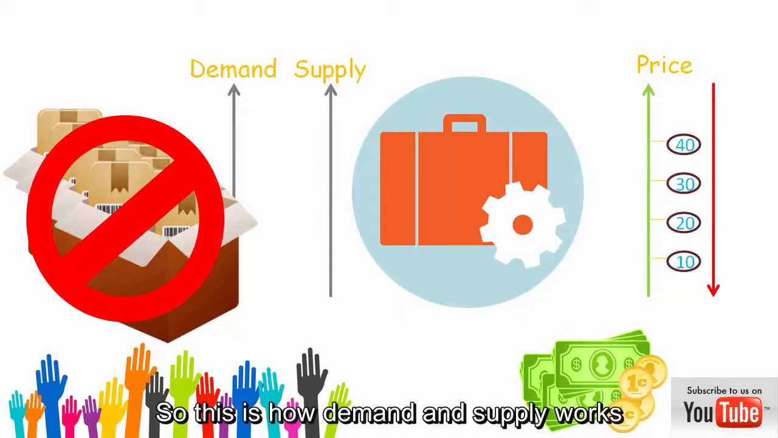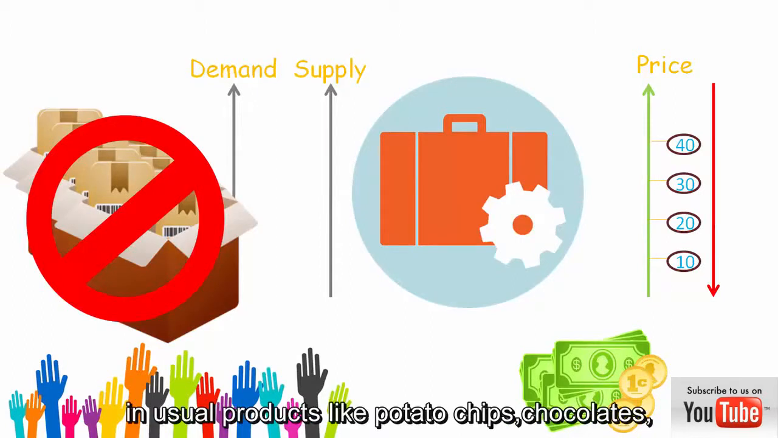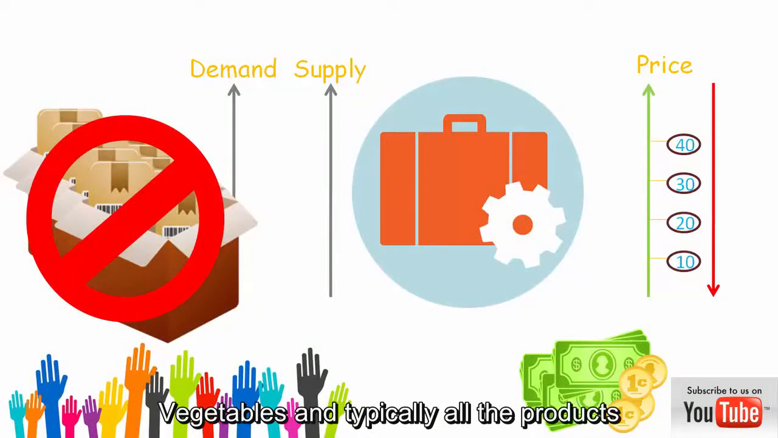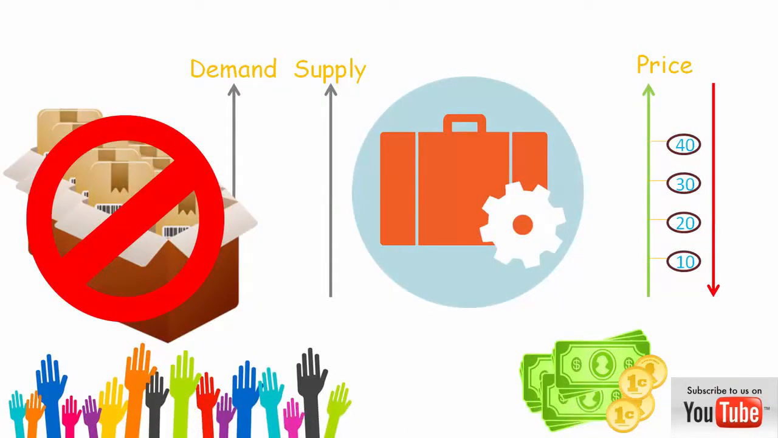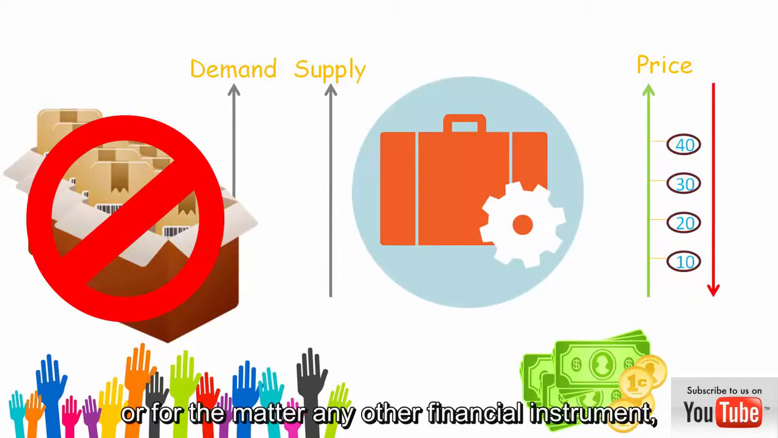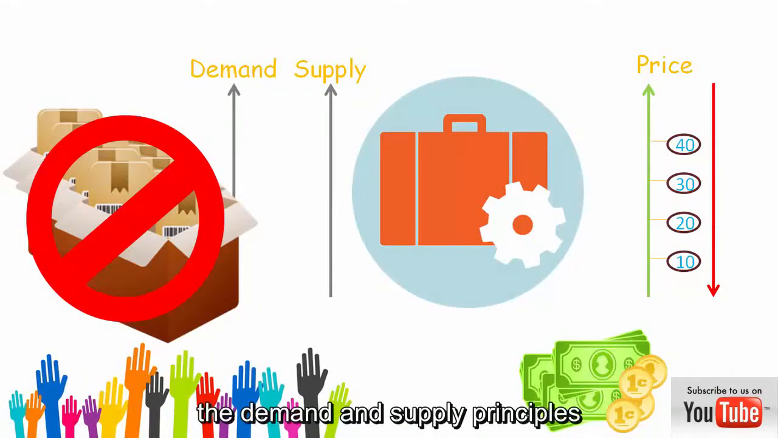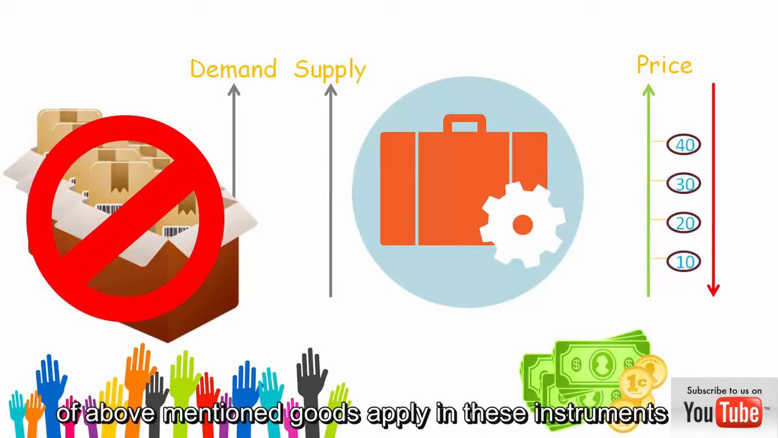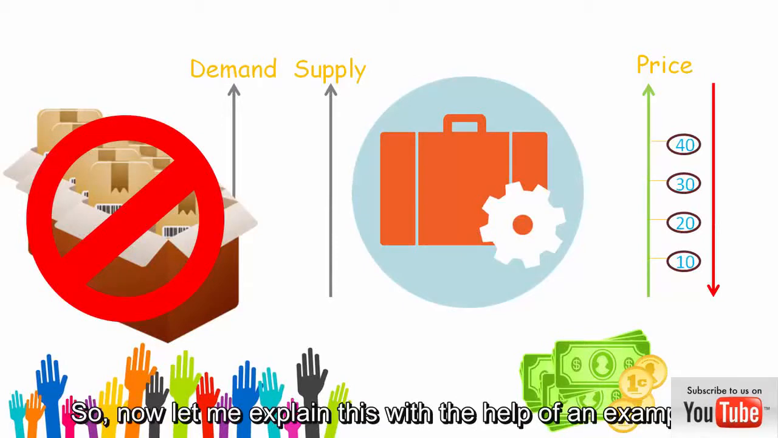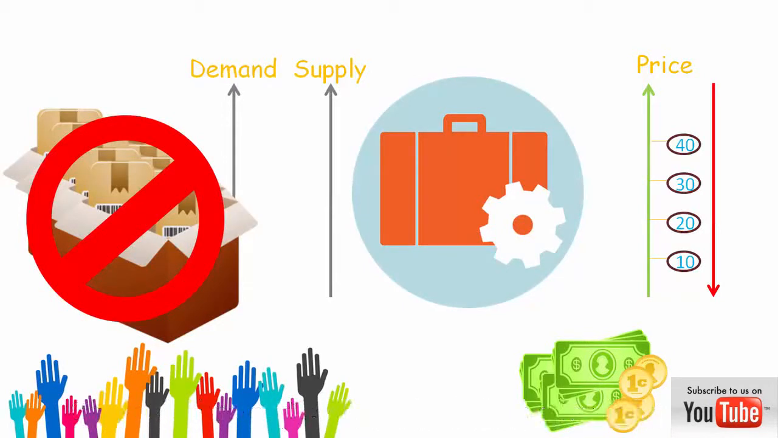So this is how demand and supply works in usual products like potato chips, chocolates, vegetables, and typically all products. Similarly with stocks, commodities, options, futures, or for that matter any other financial instrument, the demand and supply principles used in the purchasing and selling of the above mentioned goods apply in these instruments also. So now let me explain this with the help of an example.